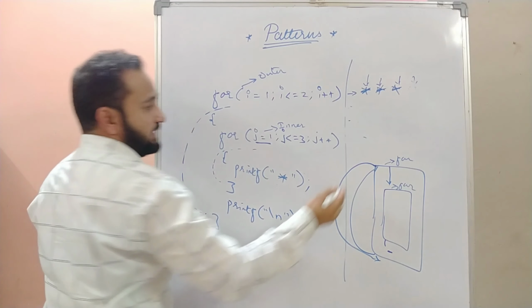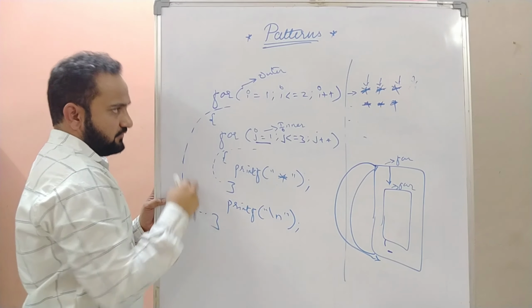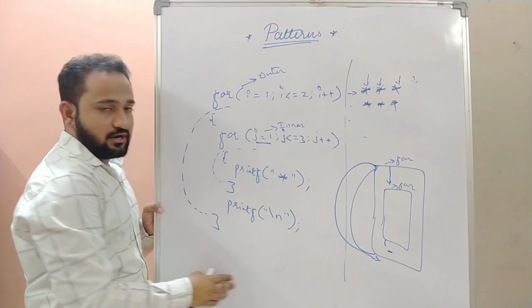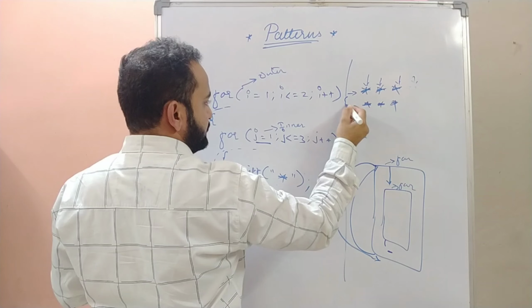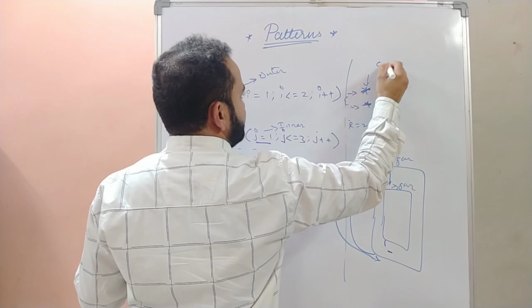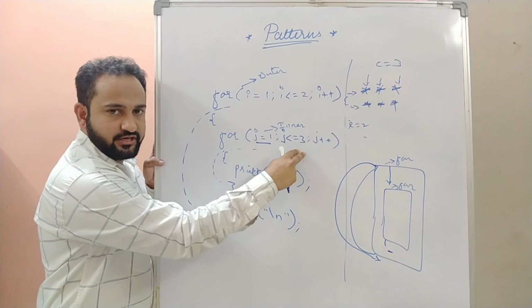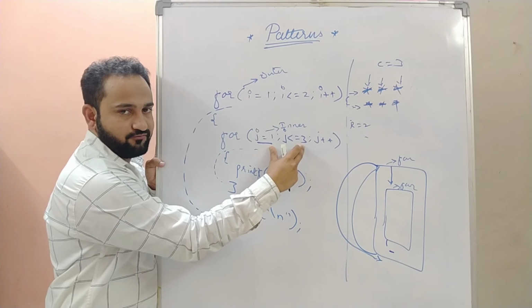Iterate how many times? 3 times. So how many stars will get printed? 3 stars will get printed. It will come out of this and go back. The value of i is now 3. 3 is less than or equal to 2? Condition false. It will come out of the loop. See how many rows you have? You have 2 rows. And how many columns do you have? 3 columns.